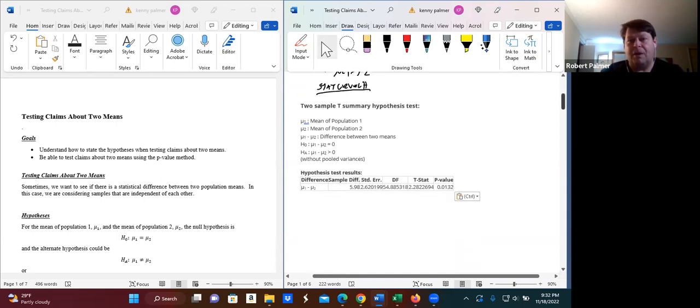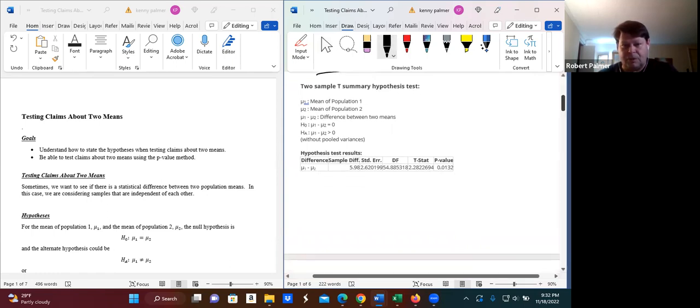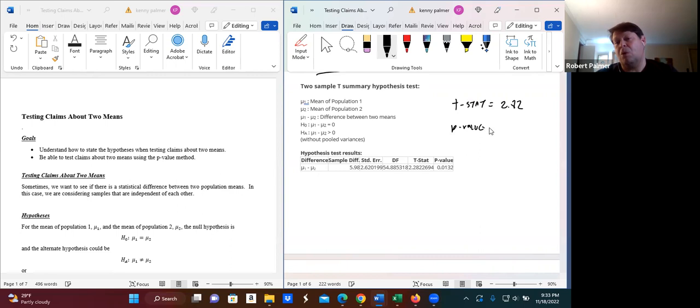Okay, now let's take a look. Let's write down what we need. The main thing we need is our t-stat and our p-value. So our t-stat, or t-statistic, to 2 decimal places, is 2.82. And our p-value is 0.0132.